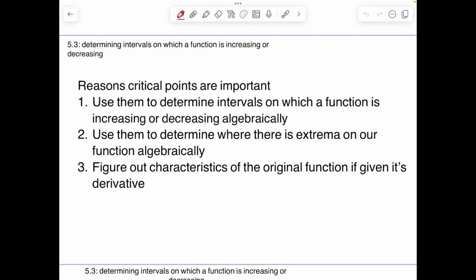Everybody, welcome to the 5.3 notes. 5.3 notes are about determining intervals on which a function, f of x, is increasing or decreasing.